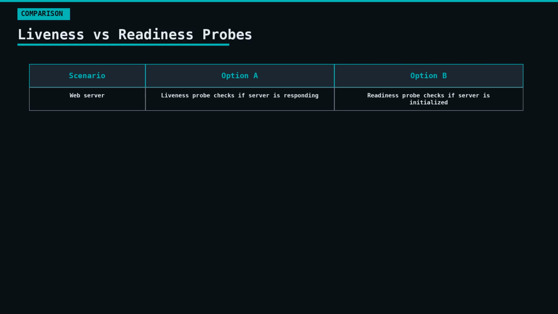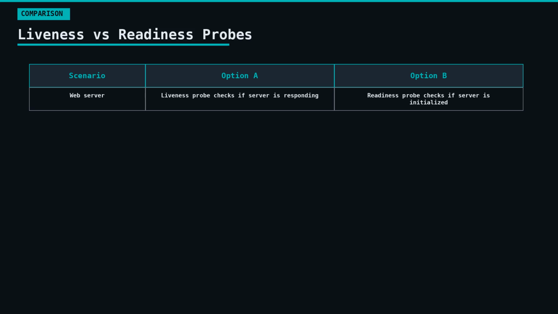Now, let's compare Liveness and Readiness probes. Liveness probes are used to detect if an application is running and responding correctly, while Readiness probes are used to detect if an application is ready to receive traffic. You can use both types of probes together to ensure your application is always available and healthy. For example, you might use a Liveness probe to check if a web server is responding to requests, and a Readiness probe to check if the server has finished initializing and is ready to handle requests.